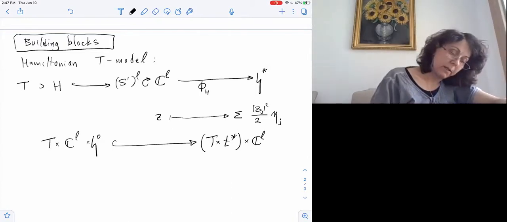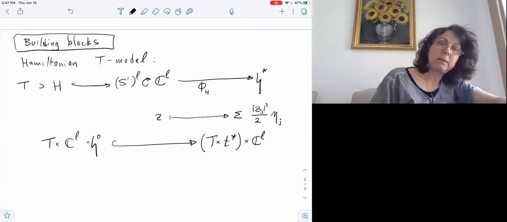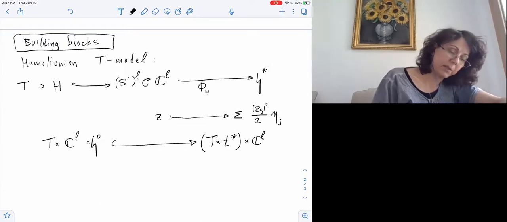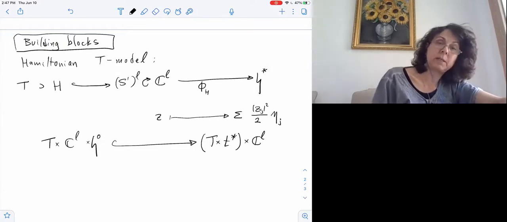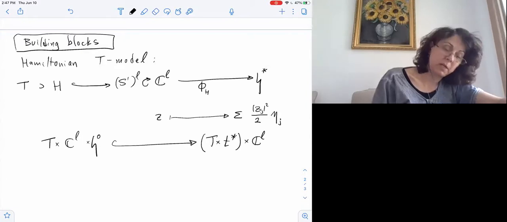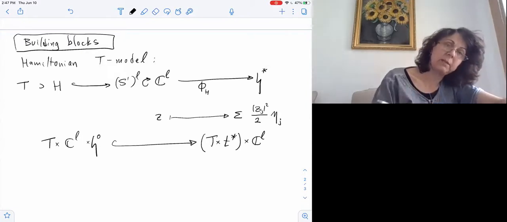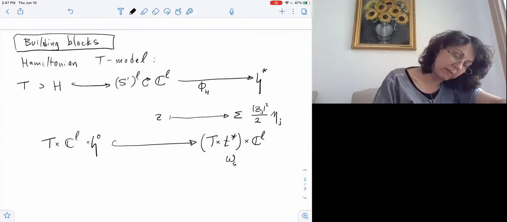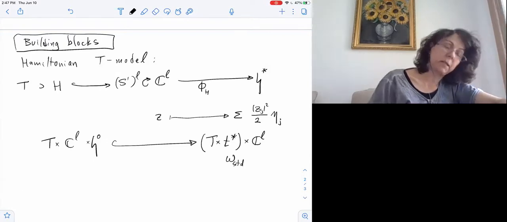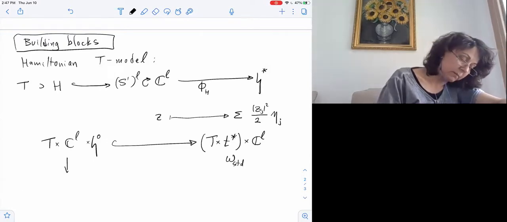Now, in this ambient space, T cross the dual of the Lie algebra, this is just a cotangent model for the torus. This comes with a standard symplectic structure. So does C to the L, identified with R^2L. So here we have a standard symplectic structure on the one hand. On the other hand, this triple product descends to our model.